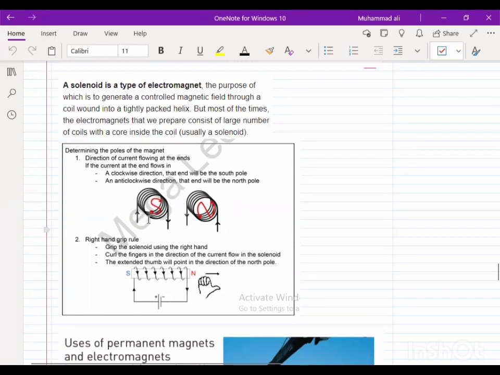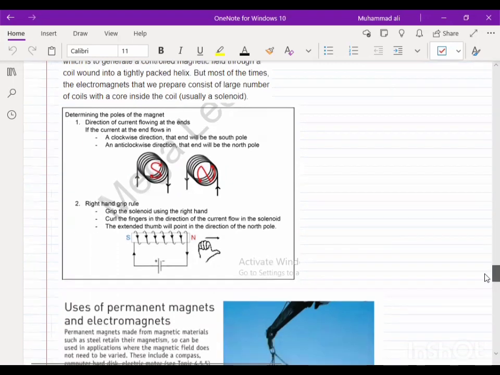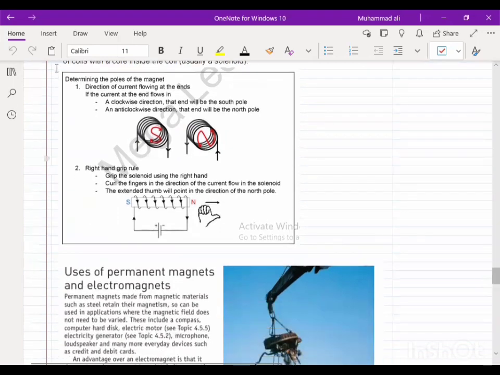Basically, this is clockwise because it is in the direction of a clock, and this is anti-clockwise because it's against the direction of a normal clock. Okay, so then moving on, we also have the right hand grip rule. For the right hand grip rule, you just need to remember that you're going to grip the solenoid using your right hand. Your fingers would align in the direction of the current flow, and your thumb will then provide the direction of the North Pole.